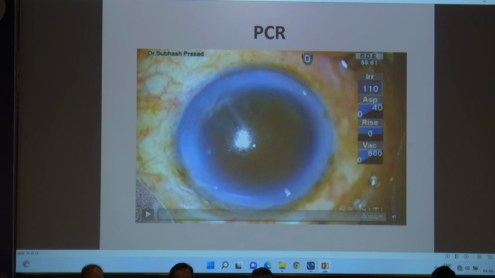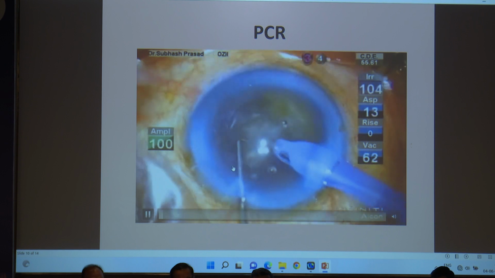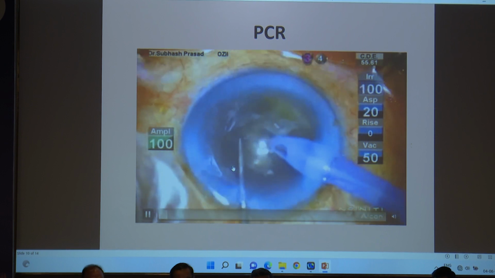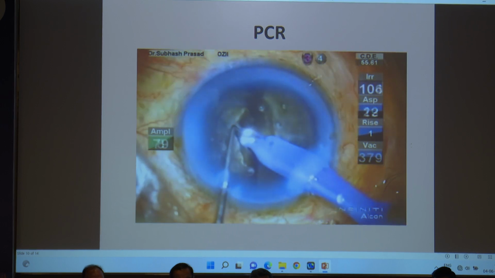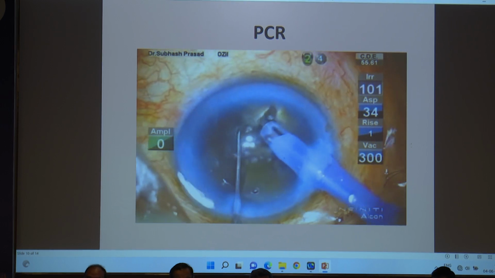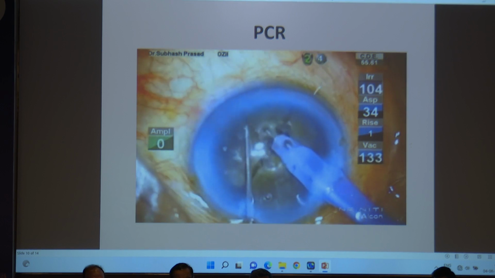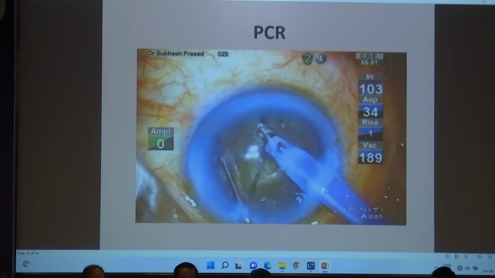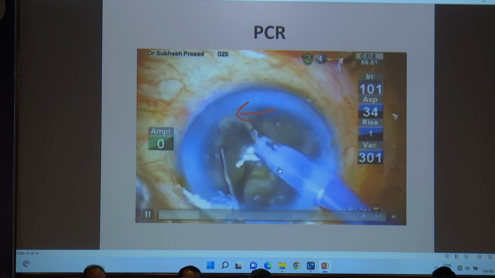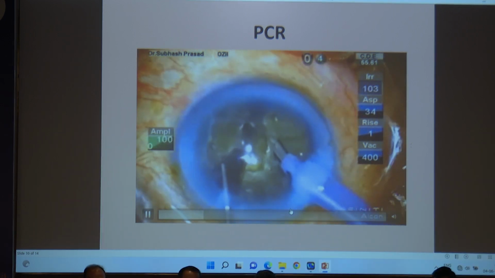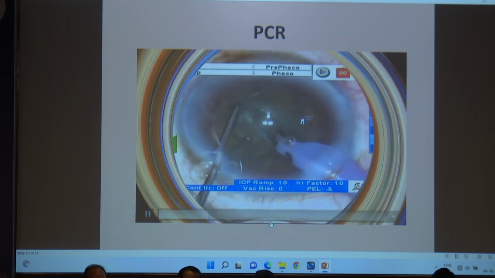Another one which has already been shown by so many previous speakers. This is a case of very hard cataract. The two halves were made, but while I was trying to do the chopping for the third piece, suddenly there was a deepening of the anterior chamber, and that gave me a clue that probably a posterior capsule rent has occurred. So you can observe here, suddenly the chamber will deepen. This is one of the signs of posterior capsule rupture.